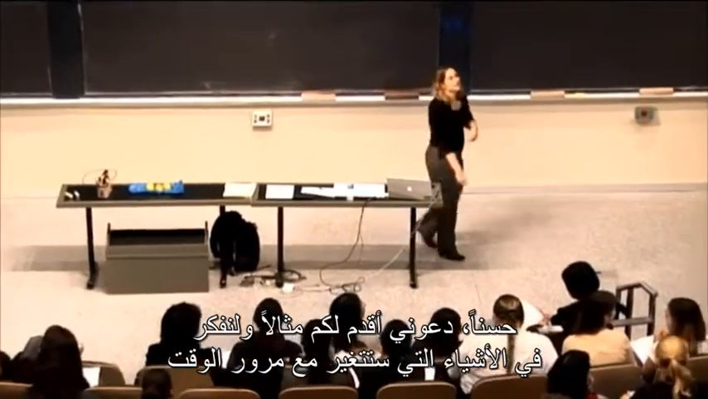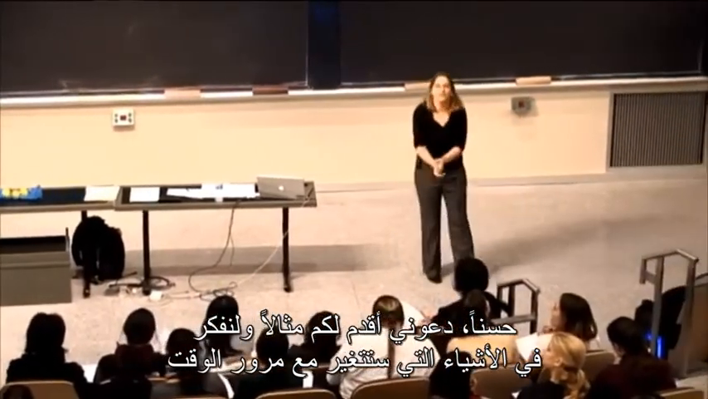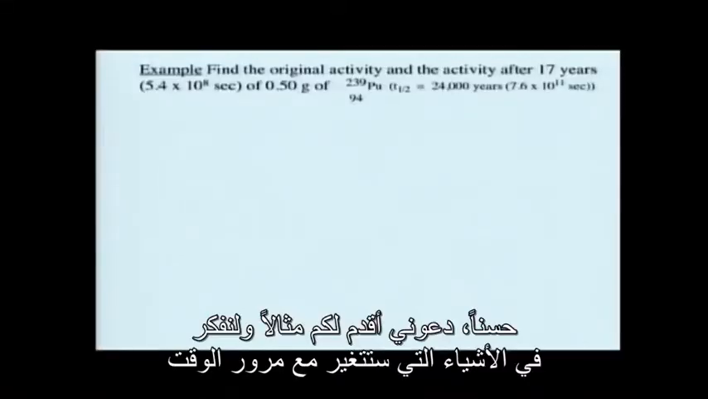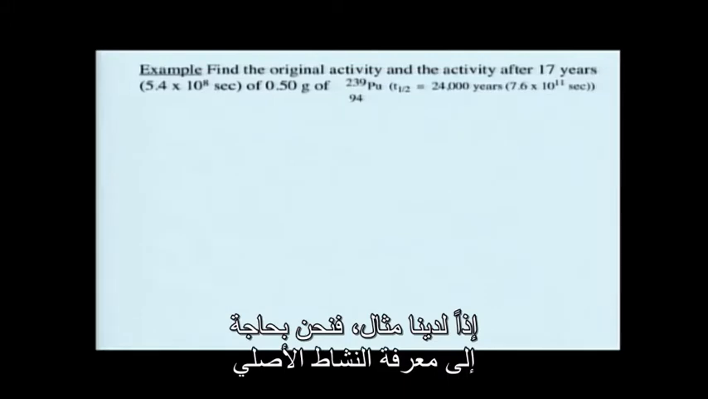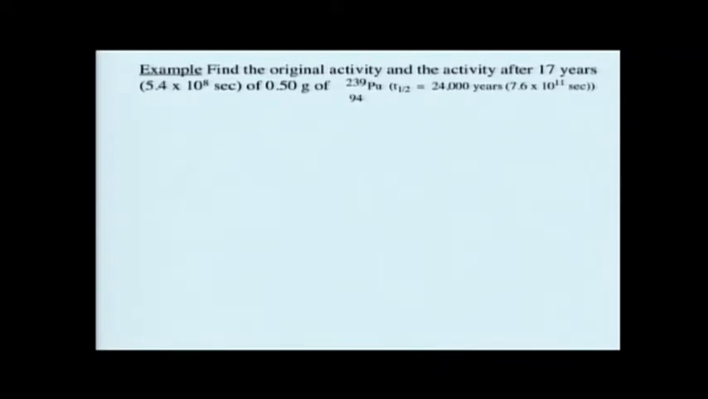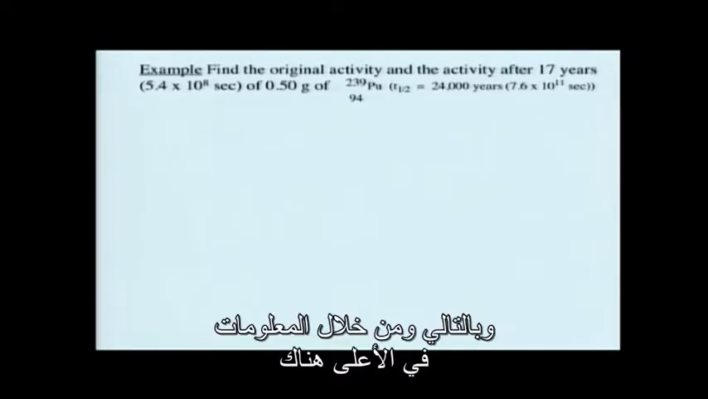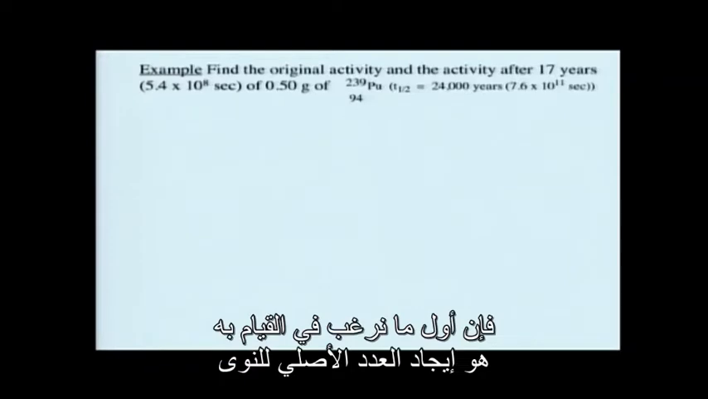All right, so let's do an example now and think about how things will change over time. We want to know the original activity and the activity after 17 years of a sample of plutonium. So let's take a look at how we'll do this problem. First, given the information up there, the first thing we want to do is find the original number of nuclei.